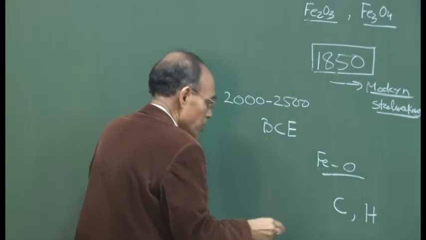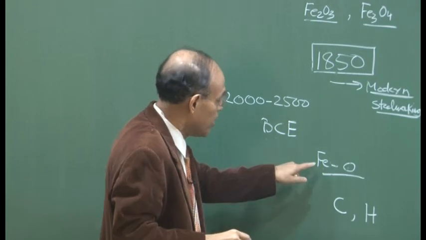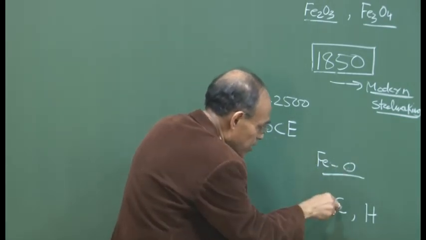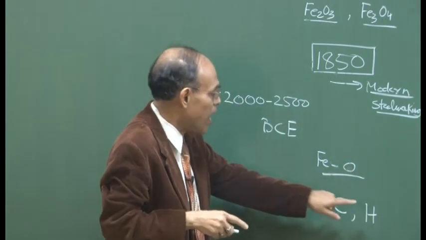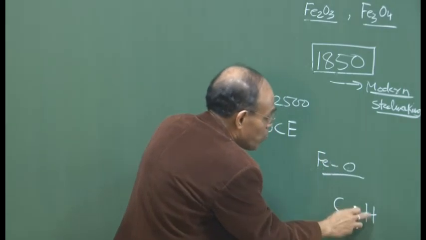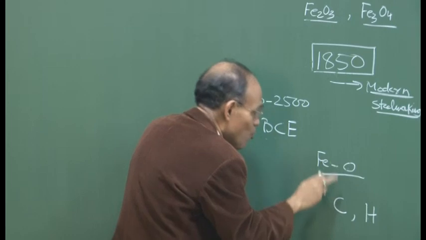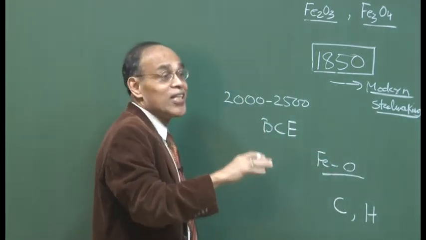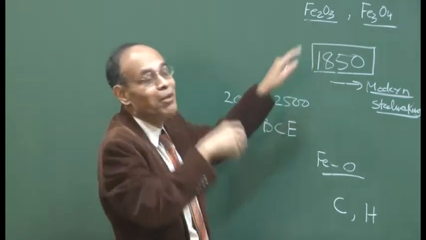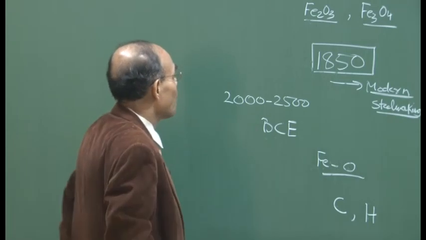So, if you can create a condition in which the iron-oxygen bond can be broken, and this oxygen can be captured or trapped by either H or C. I am saying that if the resultant product between H and O, which is H2O, or between C and O, which is either CO or CO2, is more stable in a given environment than Fe2O3, only then will we be able to isolate iron from iron ore.